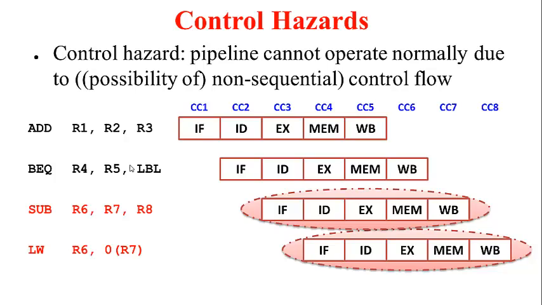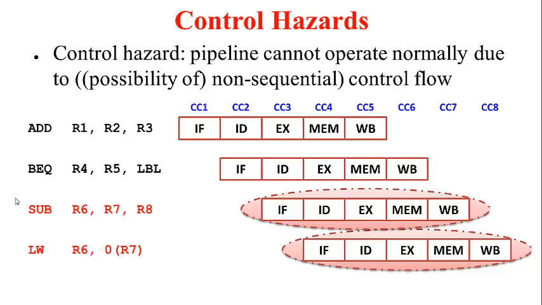Let us take this example to illustrate. We have a sequence of 4 instructions. First an add, then a branch equal, third a subtract, and fourth a load word. Note that the subtract and load word instructions are in the branch fall through. That is, they will be executed when the branch is not taken.